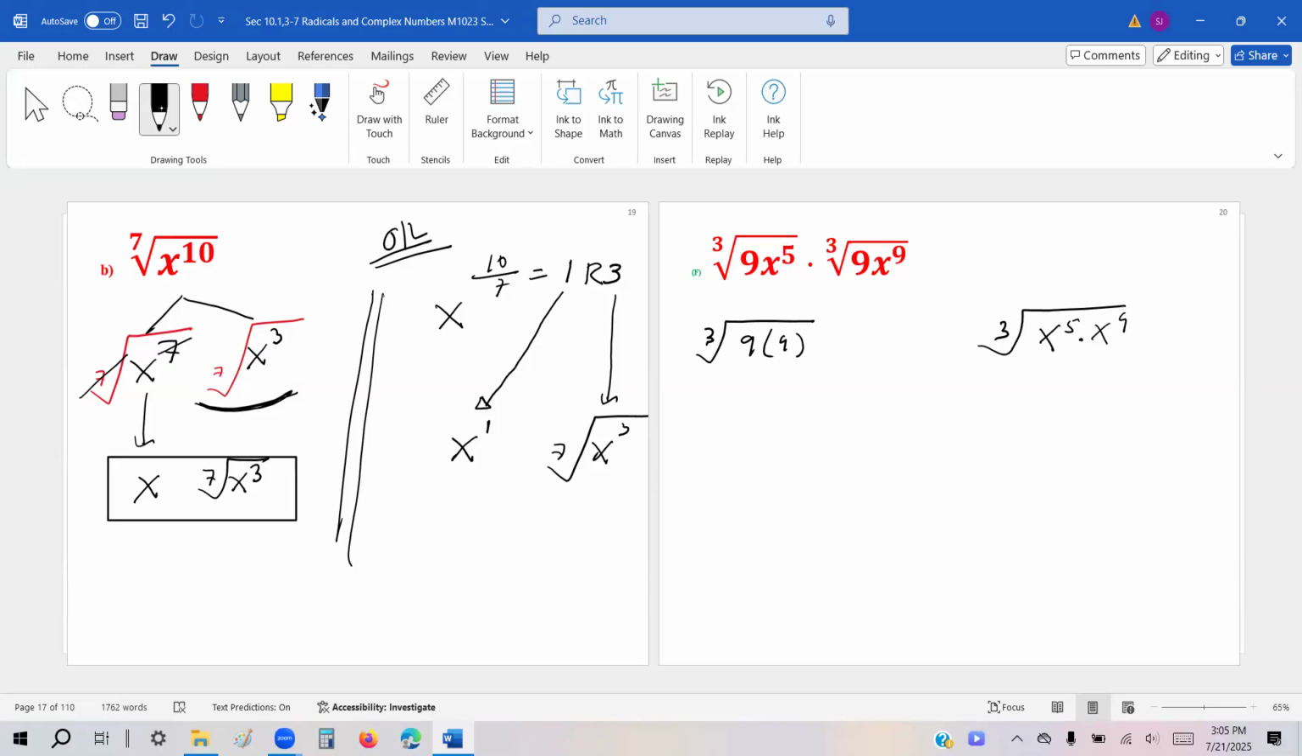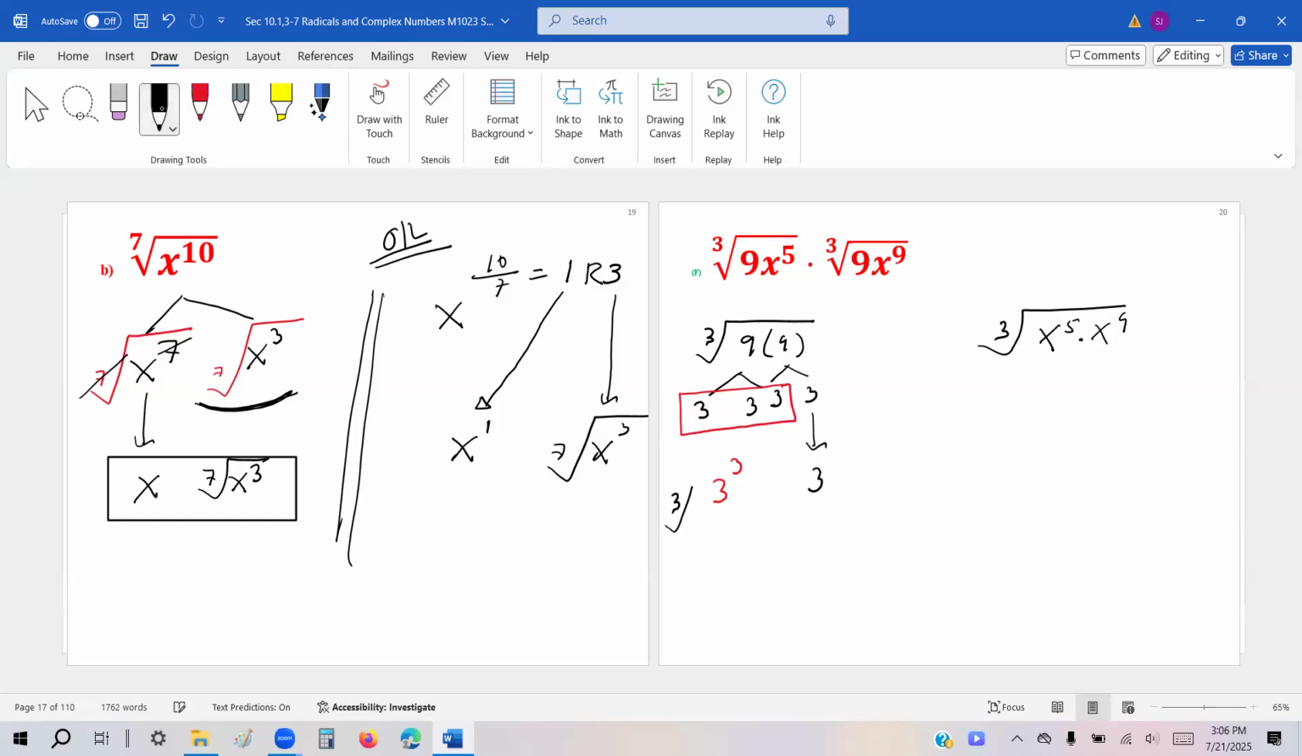Now for numbers, we are looking for the same number how many times? 3 times because we have a cube root. That means we have to split this. 9 is what times what? So 3, 3, 3, 3. Do you see the same number at least 3 times? What number do you see? 3. So put them together in one group, 3 times. And there is one leftover 3.